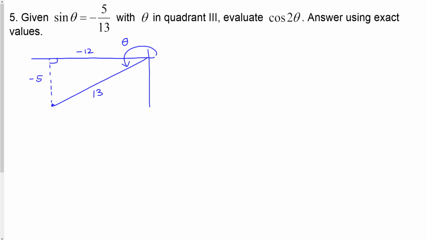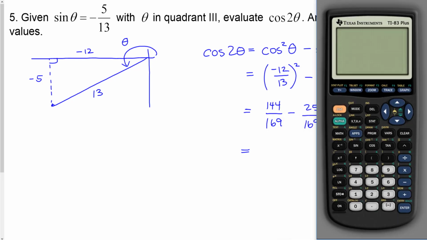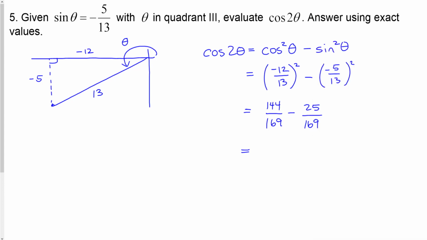Now, cosine 2 theta, in order to figure this out, you just need to know the identity for cosine 2 theta is equal to cosine squared theta minus sine squared theta. So cosine squared theta is going to be negative 12 over 13 squared. Sine theta is going to be negative 5 over 13 squared. So in this case, it would be 144 over 169 minus 25 over 169. And if we subtract those two, I think it's 119, but let me just be certain. Yes. So 119 over 169, and I'm certain that that's not going to reduce.